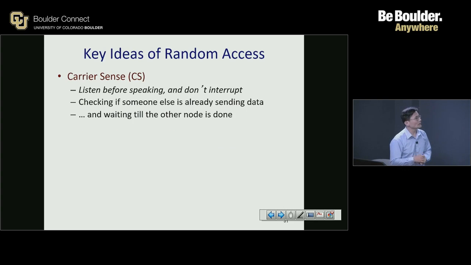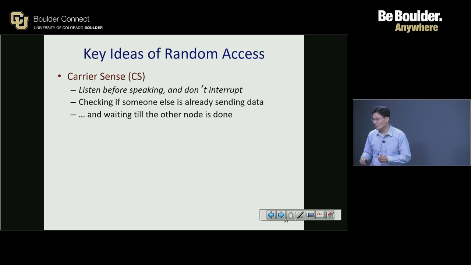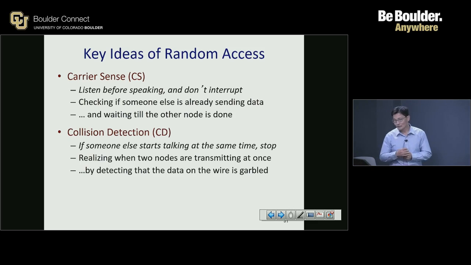Let's go over some key ideas. First, carrier sense. The earlier days didn't do any carrier sense: whenever you wanted to send, you sent. Your efficiency drops significantly when you have more users. So why don't we sense first whether anyone is sending something? We call this listen before speaking. If someone is speaking, don't interrupt. You check whether someone else is already sending data, and wait until the other node is done. This is carrier sense. Then collision detection: once you identify that someone else has started talking, you just stop so you don't interrupt.